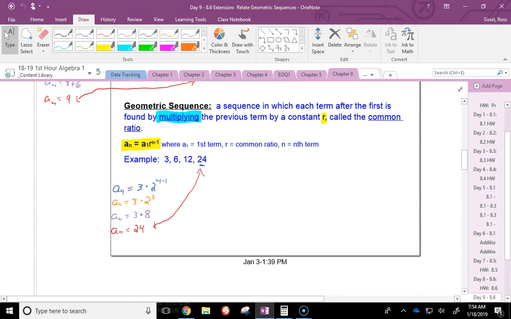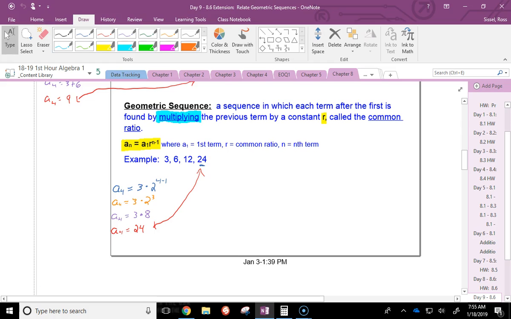Your geometric sequence. It's a sequence in which each term after the first is found by multiplying the previous term by a constant r called the common ratio. Its equation, a sub n, so it's exactly the same as the other one. You're saying my term I'm trying to solve is my first term, a sub 1, times my ratio, but the exponent on the ratio is the term minus 1.